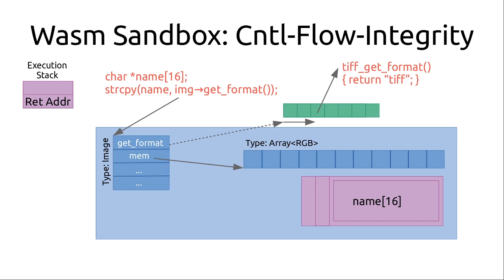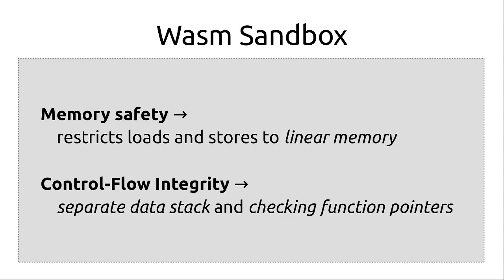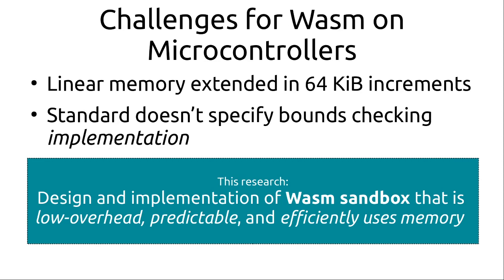So WebAssembly is really just a combination of the memory protection that we talked about earlier, the memory isolation, and these control flow integrity features that we see here. It provides memory safety by restricting loads and stores to what WebAssembly calls a linear memory, and control flow integrity is provided by this combination of a data stack and checking of function pointers.